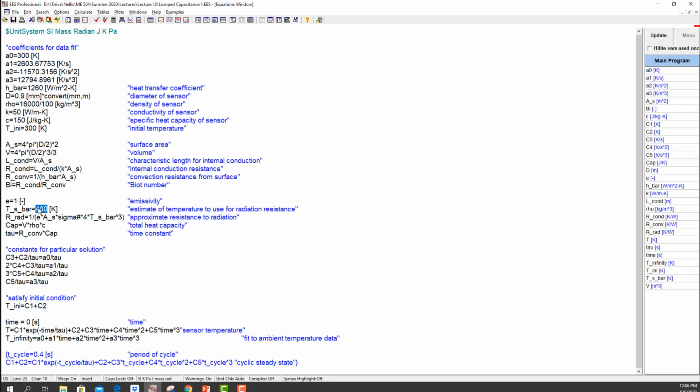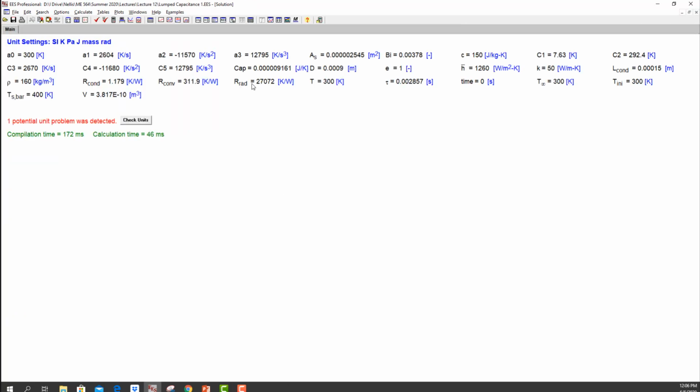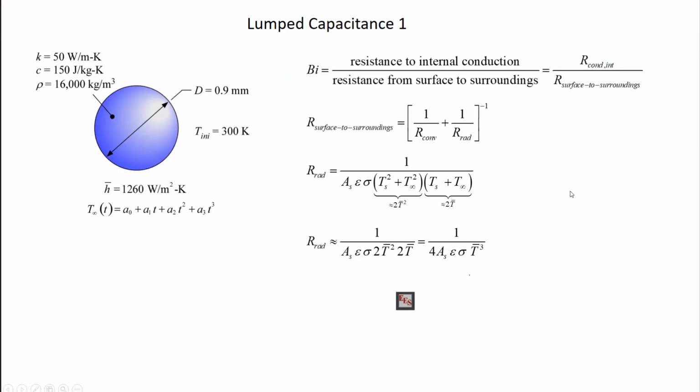I used 400 Kelvin, I used an emissivity of 1, and that gives me this R radiation. R radiation is 27,000, so at its smallest, it's still going to be many, many orders of magnitude times bigger than R convection, and therefore radiation really isn't something I have to worry about for this particular problem.